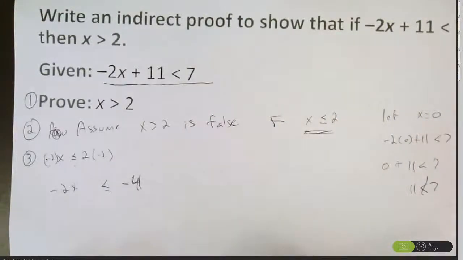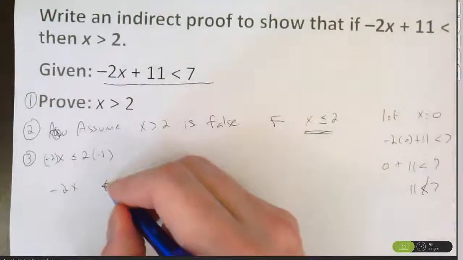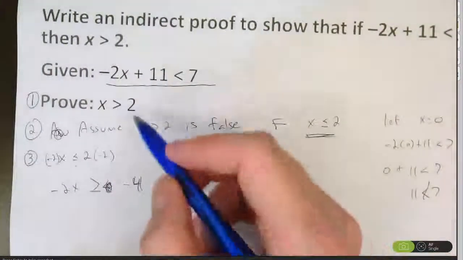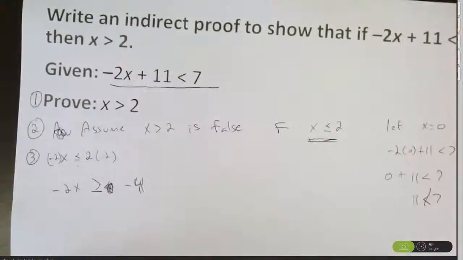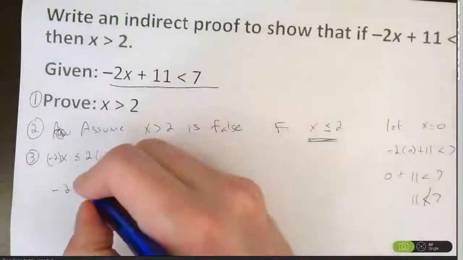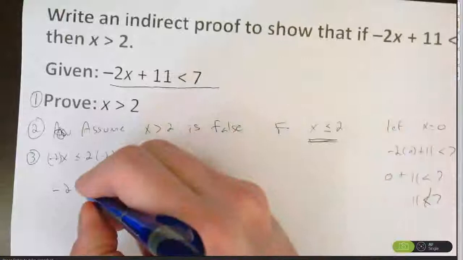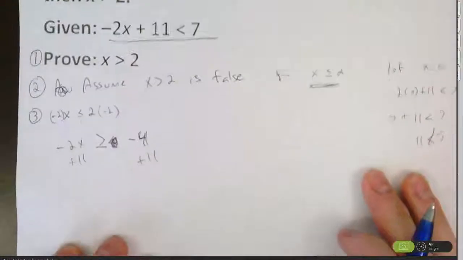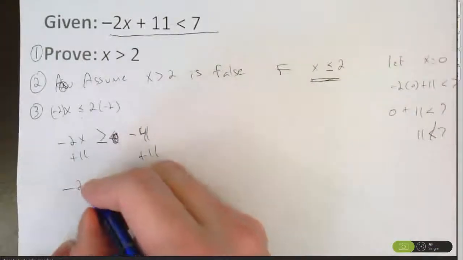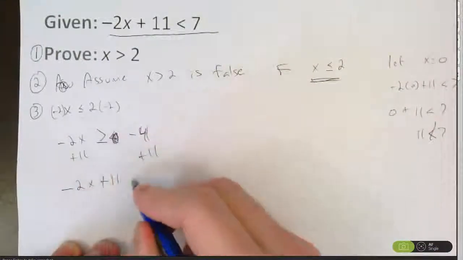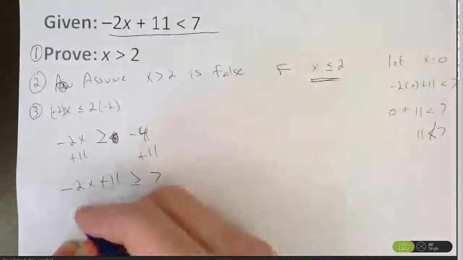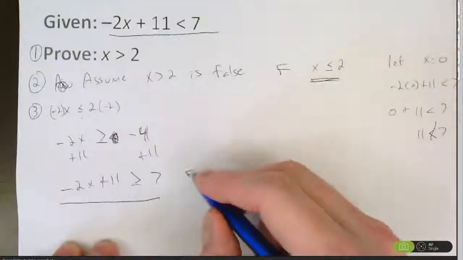However, that's wrong, because remember back in Algebra 1 we said, hey, if you multiply both sides by negatives, to solve, you actually have to flip that symbol. So that's why that's tricky, as a lot of people wouldn't think to do that. Then we have to get it to be negative 2x plus 11, so add 11 to both sides. So our statement then becomes negative 2x plus 11 is greater than or equal to negative 4 plus 11, which is 7. Right here is our contradiction mathematically.